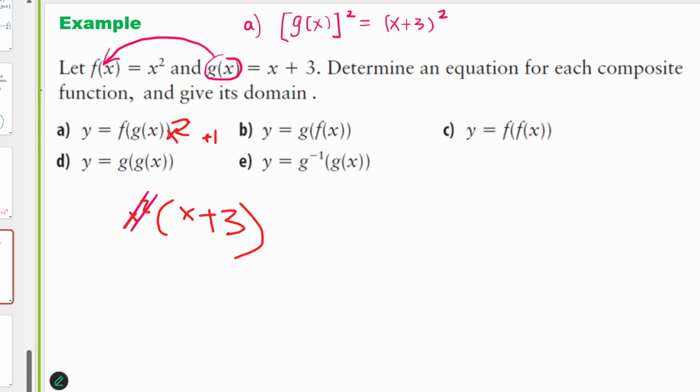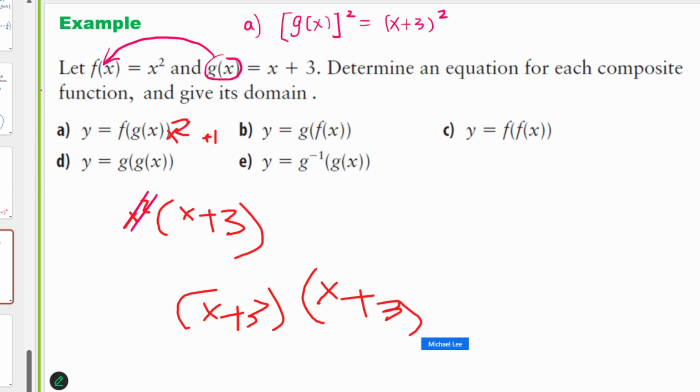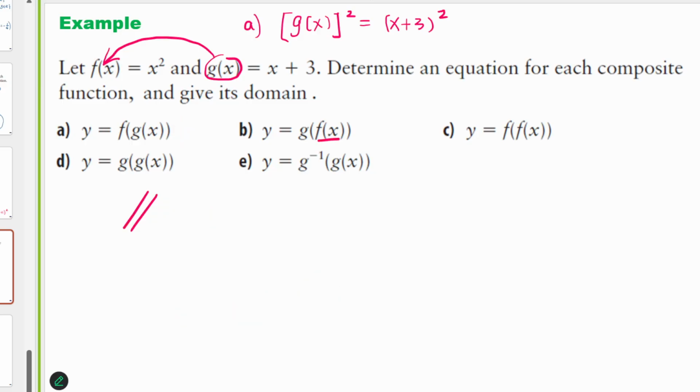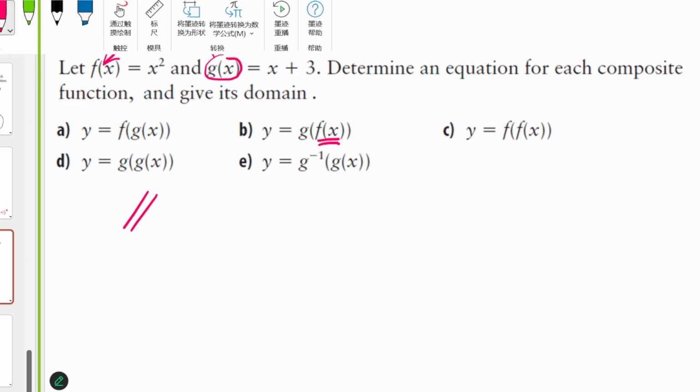So the second one is x plus 3 times x plus 3. Like this. Second one, note that it's close, but is not accurate. So in the second one, the input is f(x), right? Okay, let's erase this first.